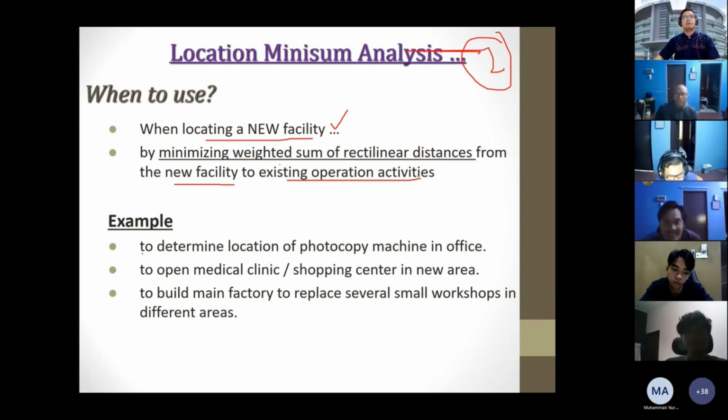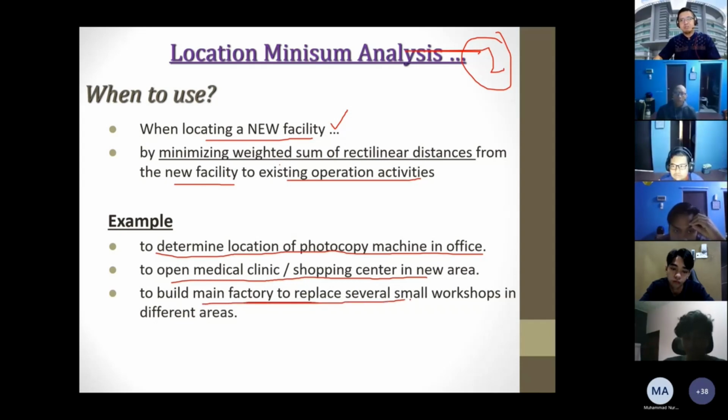For example, we want to determine the location of a photocopy machine in the office. So we can use this mini sum model. Or we want to open a medical clinic or shopping center in a new area, so we can use the mini sum analysis. Or to build a factory in order to replace several small workshops in different areas, so we can also use the mini sum analysis.